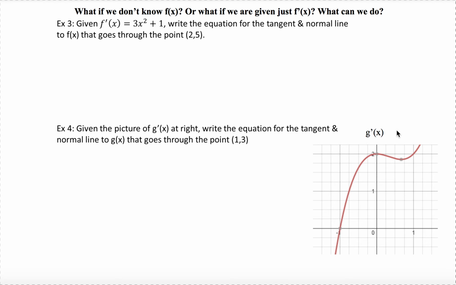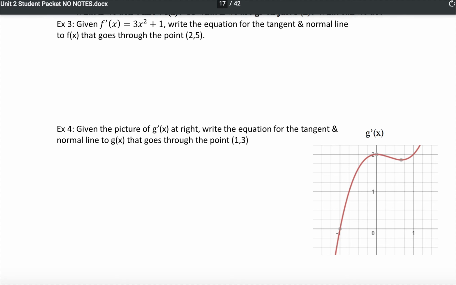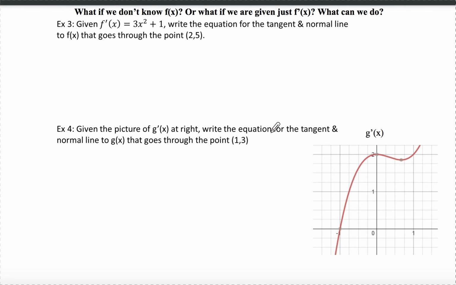Let's say we actually don't know f of x for some reason. Let's say that we're just given f prime, or we know something about the rate of change formula, the derivative equation for a function. What can we do? Let's see. Well, given this derivative, f prime of x equals 3x squared plus 1, they want us to write the equation of the tangent and normal line to f of x that goes through the point (2, 5). Interesting. We've not quite seen something like this.